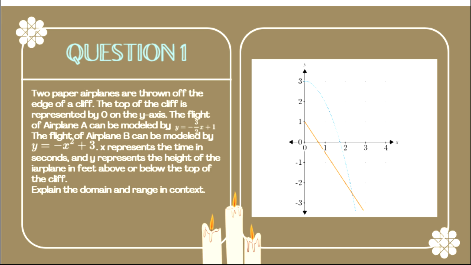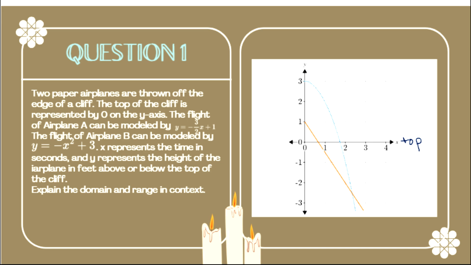Question 2. Paper airplanes are thrown off the edge of a cliff, which is littering, by the way. The top of the cliff is represented by 0 on the y-axis. So this is the top of the cliff, okay? The flight of airplane A can be modeled by the formula y equals -3/2 x plus 1. The flight of airplane B can be modeled by y equals -x² plus 3.